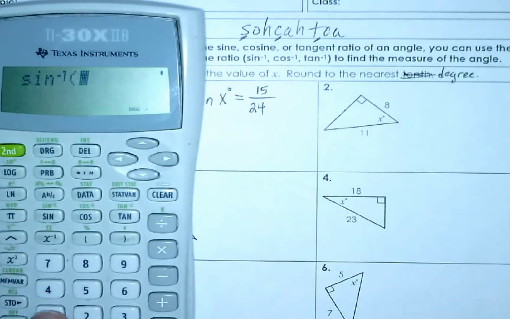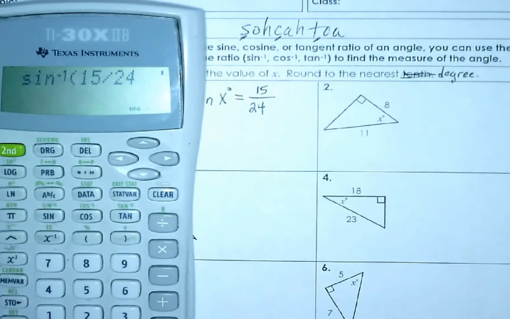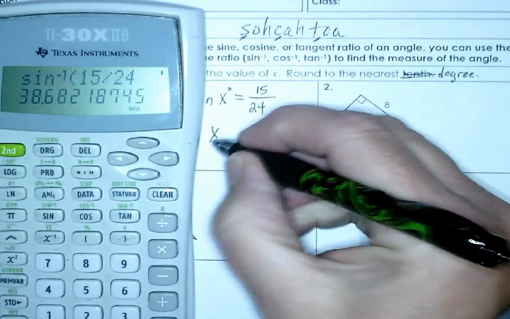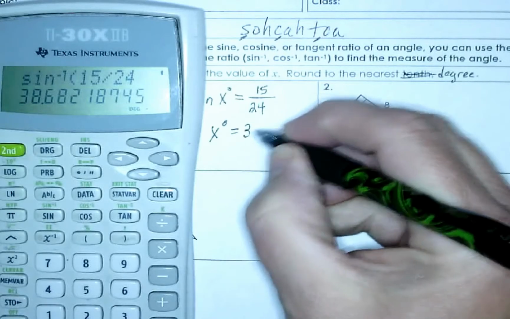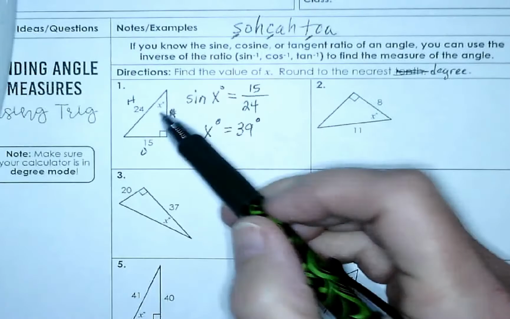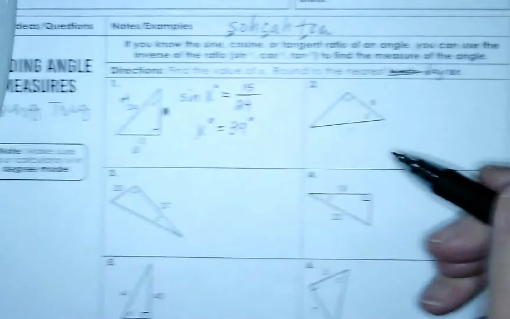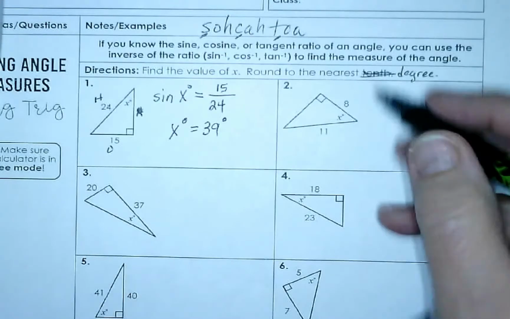Then you punch in the fraction, 15 divided by 24. So my missing angle there is about 39 degrees. That's it. I have found this missing angle. That's what they wanted me to do, and I've got it. Okay, let's go over here to number 2.